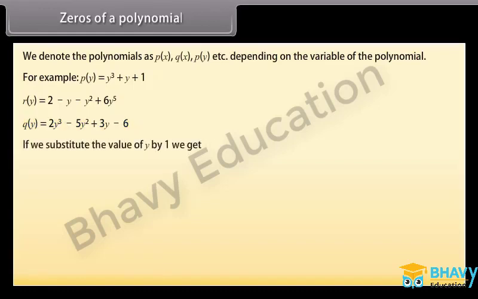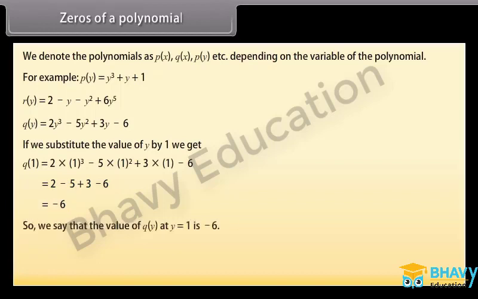If we substitute the value of y by 1, we get q(1) is equal to 2 into 1 cubed minus 5 into 1 squared plus 3 into 1 minus 6, which is equal to 2 minus 5 plus 3 minus 6, which is minus 6. So we say that the value of q(y) at y is equal to 1 is minus 6.